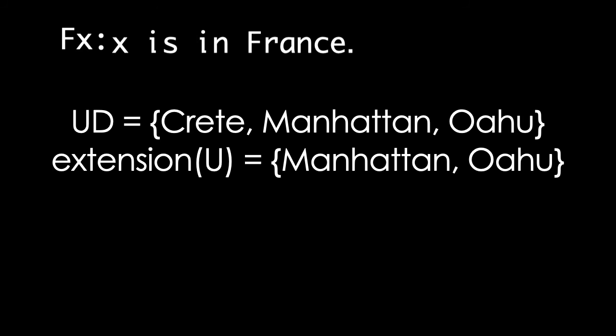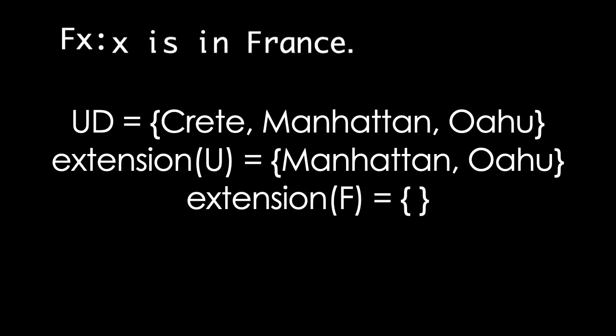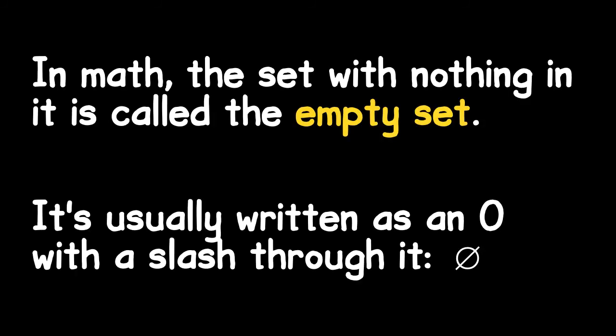Fx means X is in France, but none of the things in the universe of discourse are in France. We could just write the extension of F like this: open curly brace, close curly brace. It's a set with nothing in it. In math, though, the set with nothing in it is called the empty set.